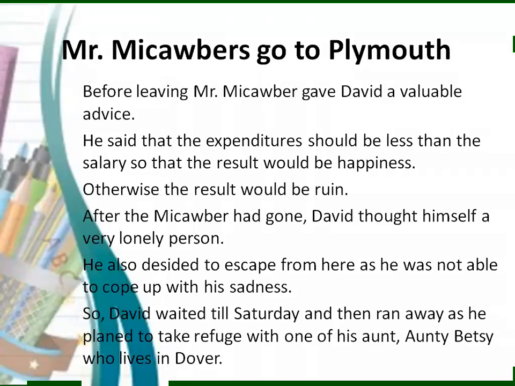So David waited till Saturday, and then he ran away as he planned to take refuge with one of his aunts, Aunt Betsy, who lived in Dover. Miss Betsy Trotwood was actually the relative of his mother, Clara. Whatever Clara had told David about Miss Betsy, he recalled in his mind: where she lives, how she looks. He decided that on a weekend after Saturday, after coming from the job, he would run away from there and live with his Aunt Betsy, who would be very loving to David, and she lives in Dover.